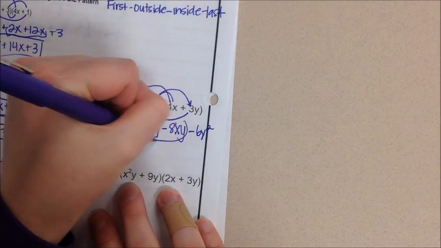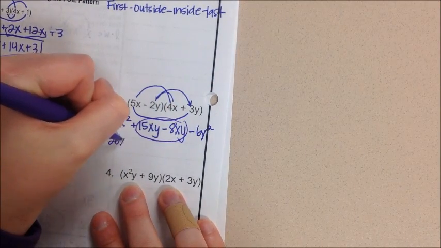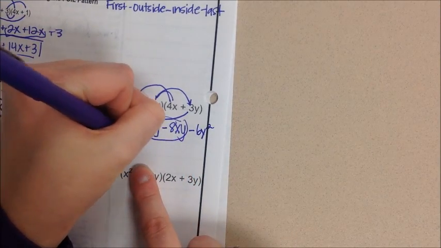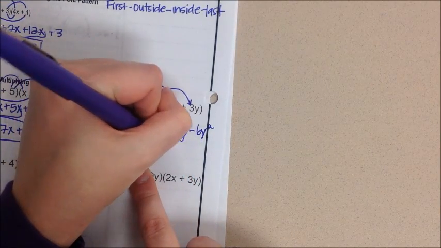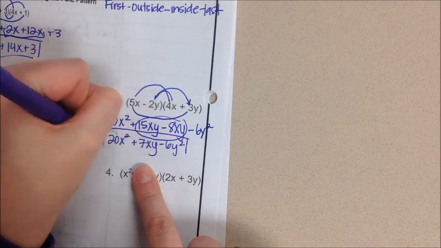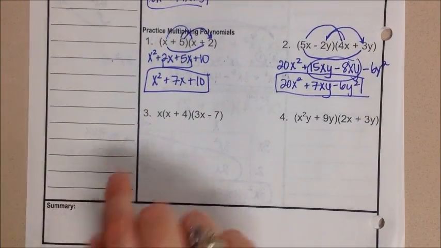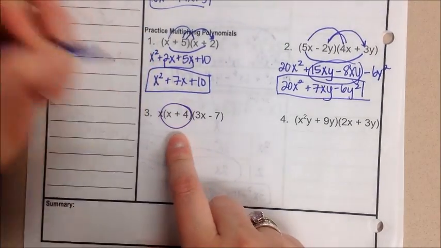So then I've got to combine here. So I would have 20x squared, 15xy minus 8xy is 7xy, and then I have minus 6y squared. So that would be your final answer. Okay?